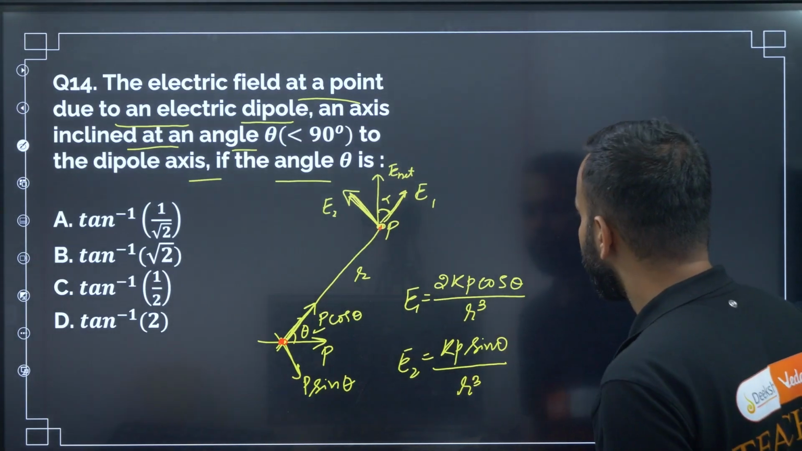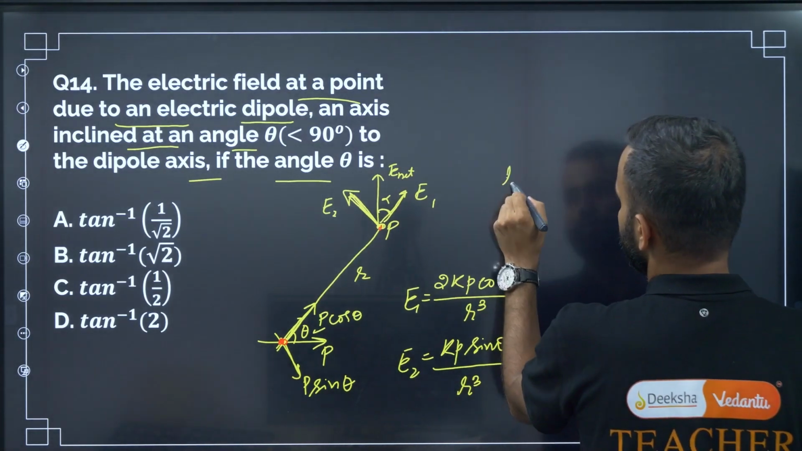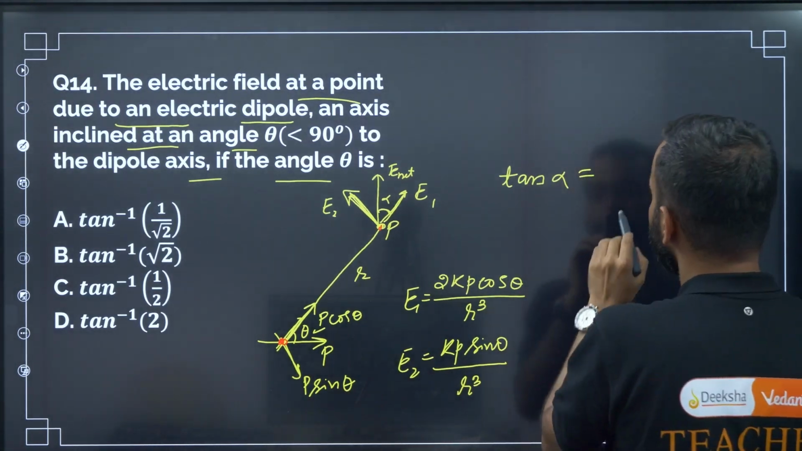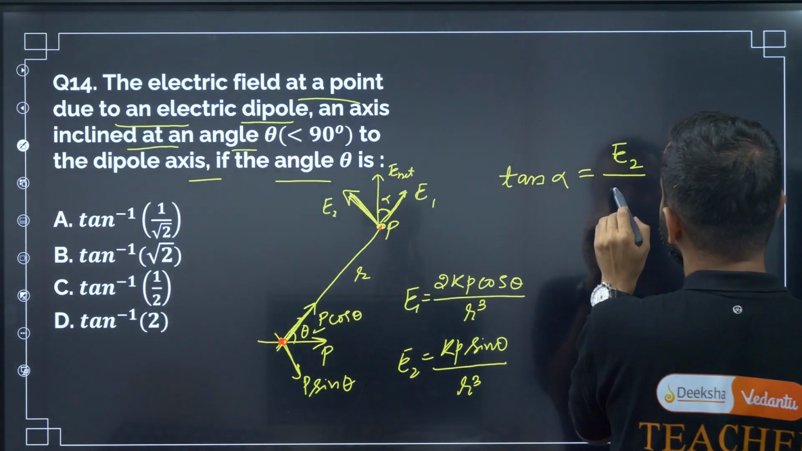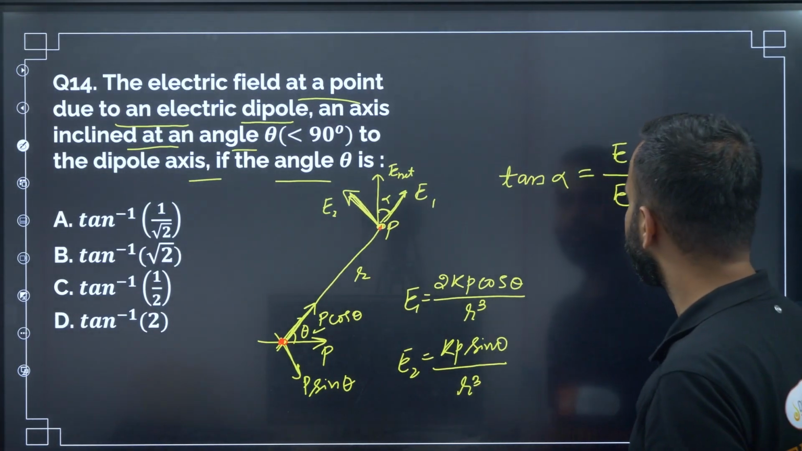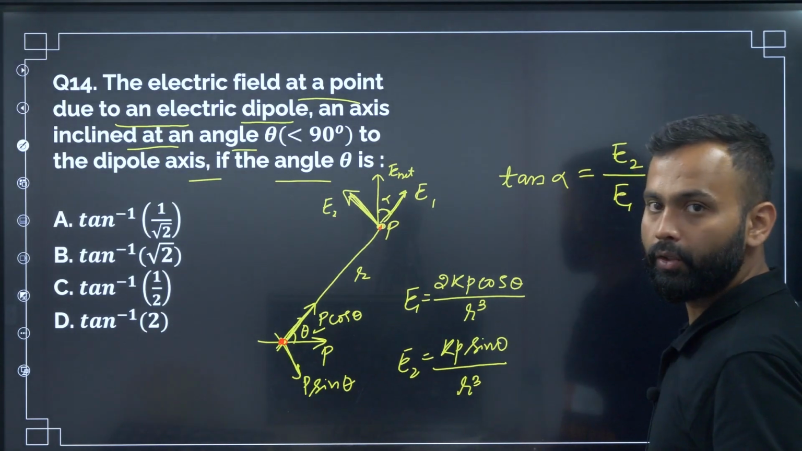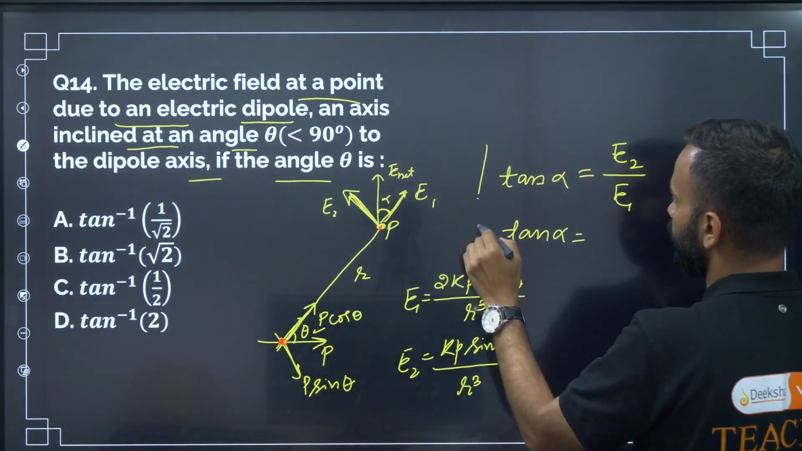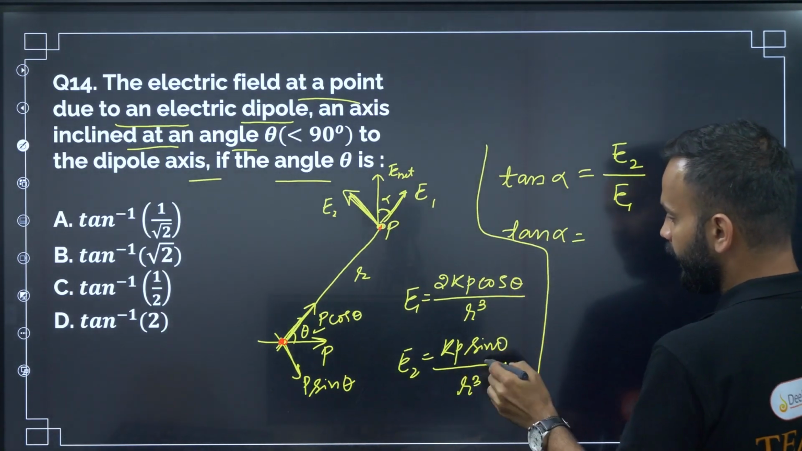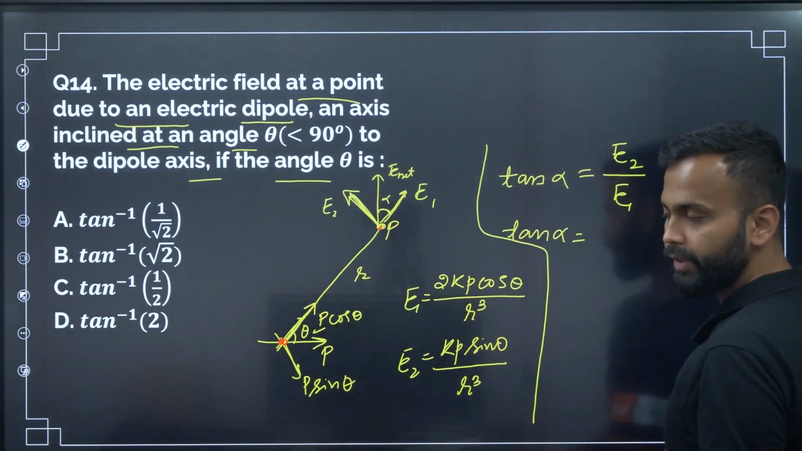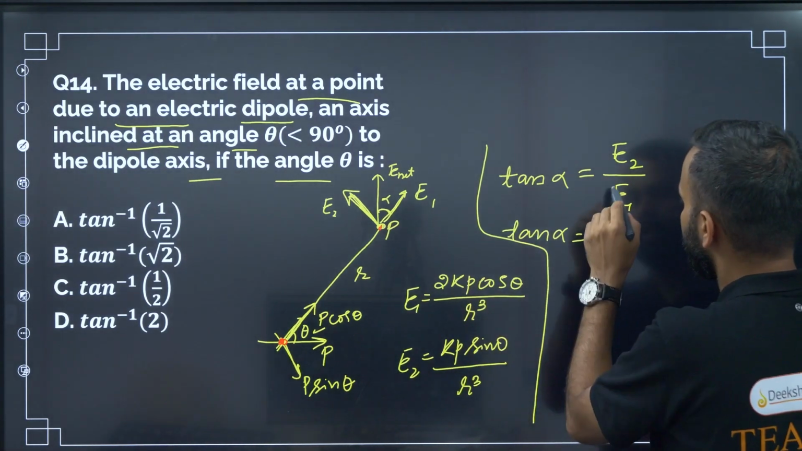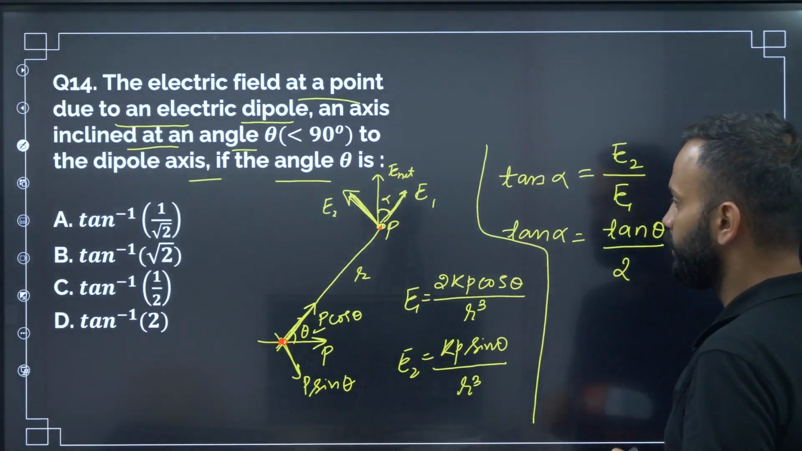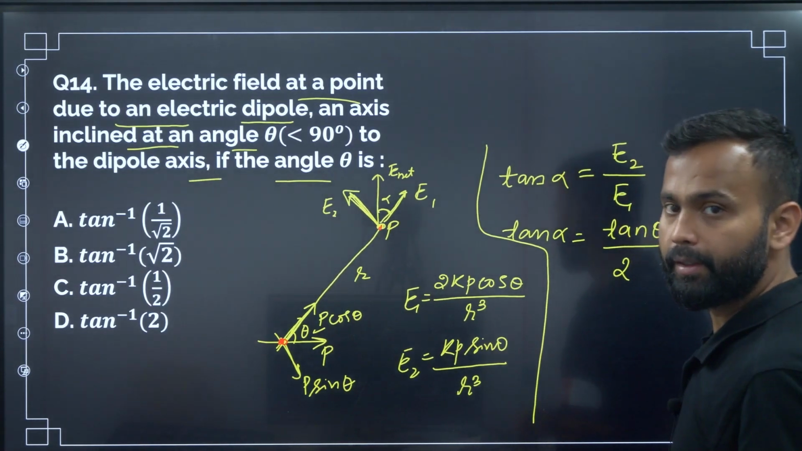Understood? So now here tan alpha is equal to E2 divided by E1, right? E2 divided by E1. So tan alpha is equal to E2, which is kp sin theta by r cube, divided by E1, which is 2kp cos theta by r cube. So now I can write it as tan theta divided by 2.